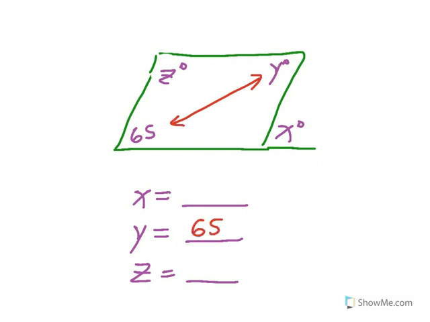And then I can see that y and x, if there are long parallel lines here, if I trace these two, those are alternate interior angles. So x is the same as y. So x is 65 degrees.